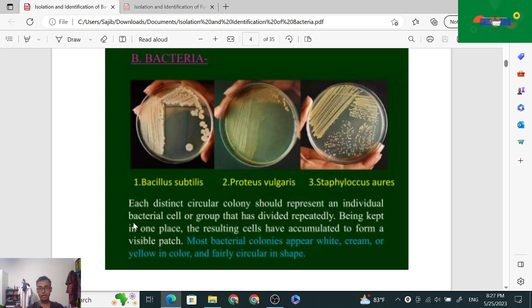Each distinct circular colony should represent an individual bacterial cell or group that has divided repeatedly, being kept in one place, and the resulting cells have accumulated to form a visible patch. Most bacterial colonies appear white, cream, or yellow in color and fairly circular in shape.